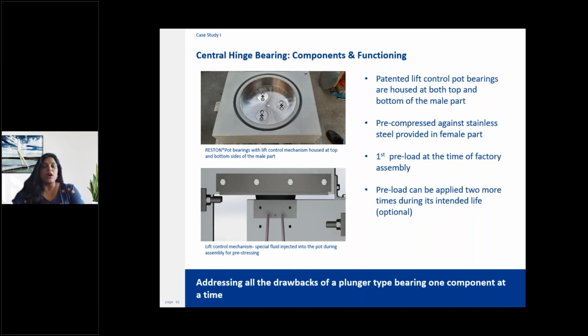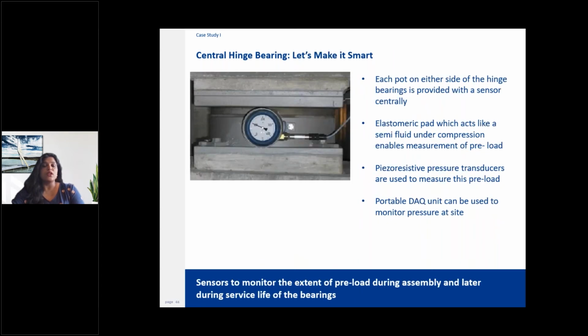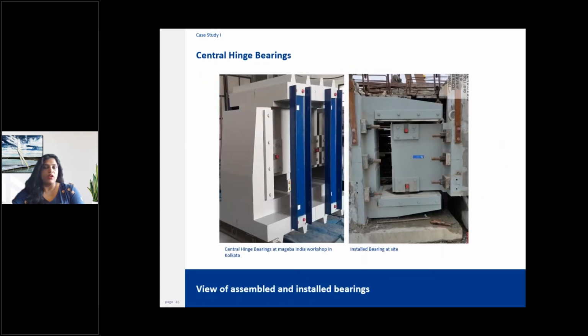To monitor the amount of pre-compression applied, piezo-resistive transducers were used. Such smart bearings were recently supplied to the bridge over River Brahmaputra at Tezpur in Assam. Here you can see a few real-time pictures of the central hinge bearing being assembled at the Mageba India's workshop and the ones installed at site.